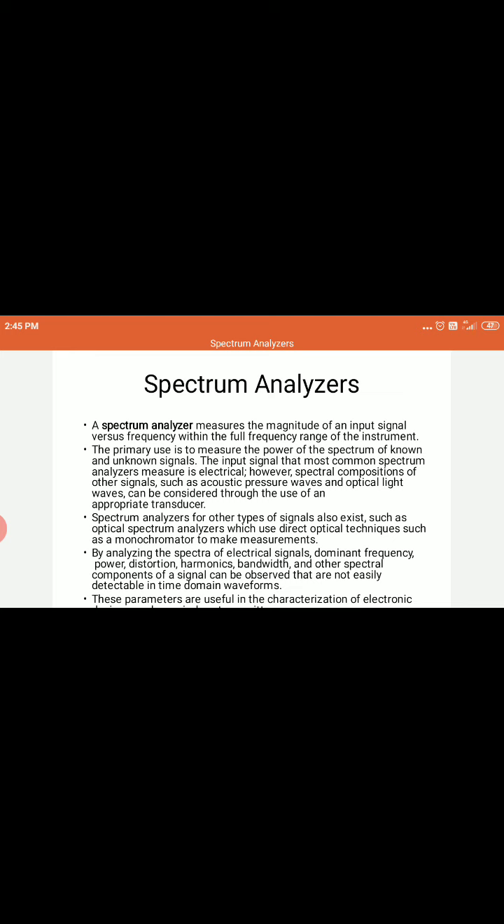The input signals that most common spectrum analyzers measure are electrical in nature. However, spectral compositions of other signals such as acoustic and pressure waves, optical light waves, etc. can also be considered through the use of an appropriate transducer. Spectrum analyzers for signals such as light, called optical spectrum analyzers, are also available, which use direct optical techniques such as a monochromator to make measurements.